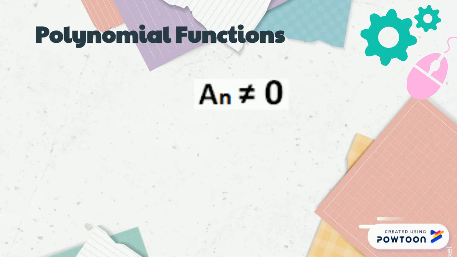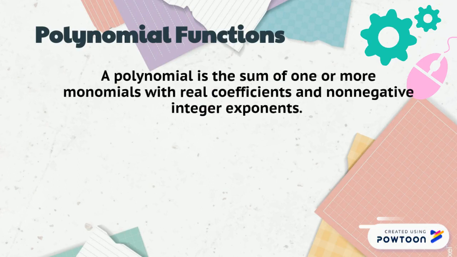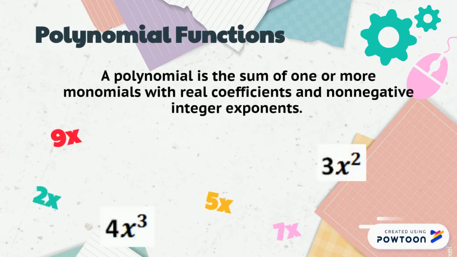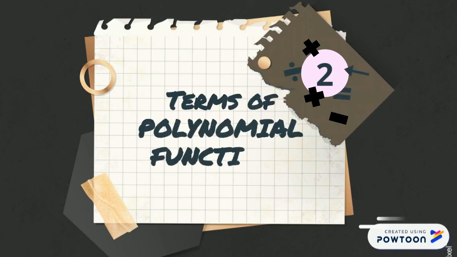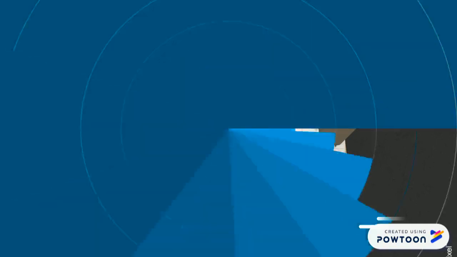In other words, a polynomial is the sum of one or more monomials with real coefficients and non-negative integer exponents, and its degree is the highest value for n where a sub n is not equal to 0. Before we begin solving, let's get to know first what the terms are in polynomial functions.